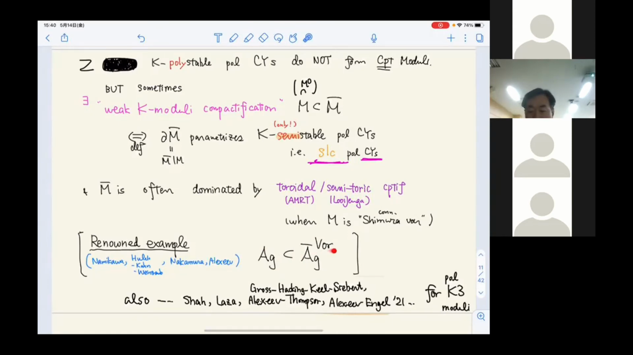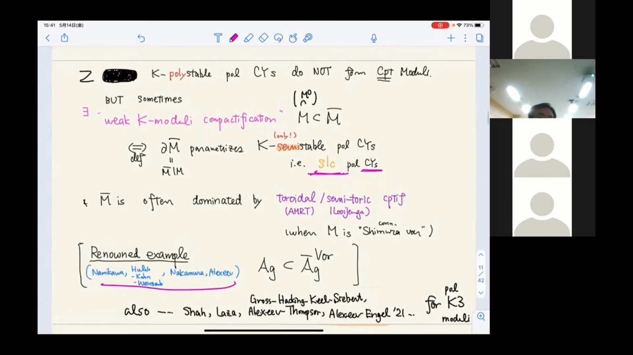But this Voronoi toroidal compactification is a special case of toroidal compactification, which corresponds to the so-called second Voronoi fan. And these works are done by these people, and also there should be many related works.